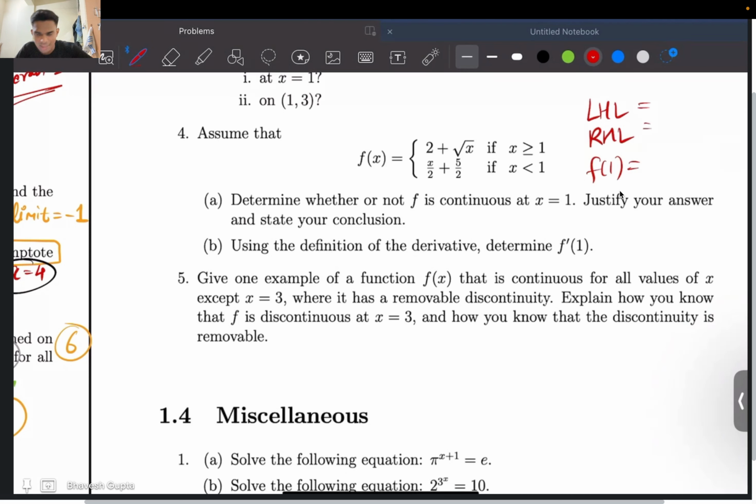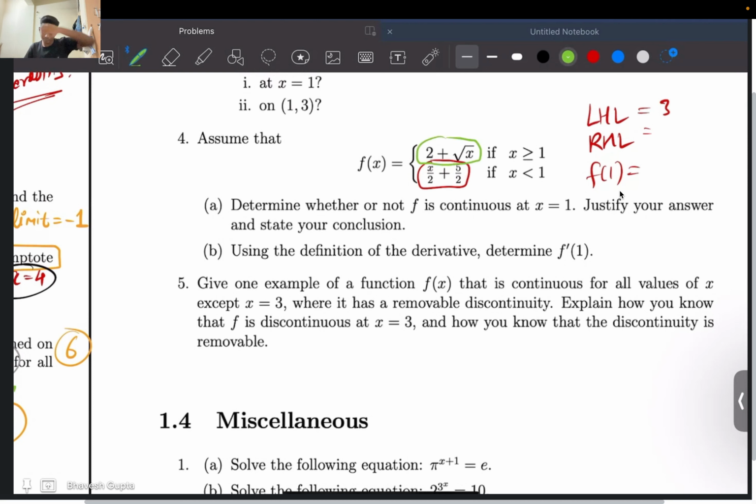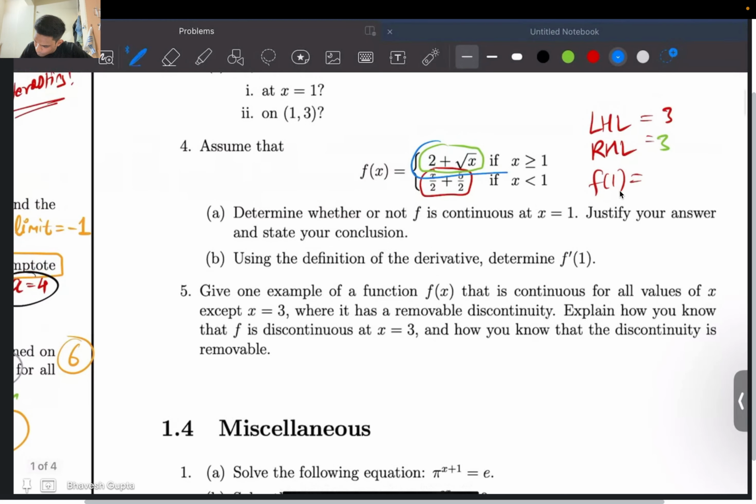By just looking, I can say that my left hand limit is because of this part, and if you put x equal to 1 here, you will have 6 by 2, which is 3. Your right hand limit is because of this, and if you put 1, it comes out to be 3. And my f of 1, which is over here, turns out to be again 3. So in this case, the left hand limit, right hand limit, and your function value are the same. So what do we conclude?